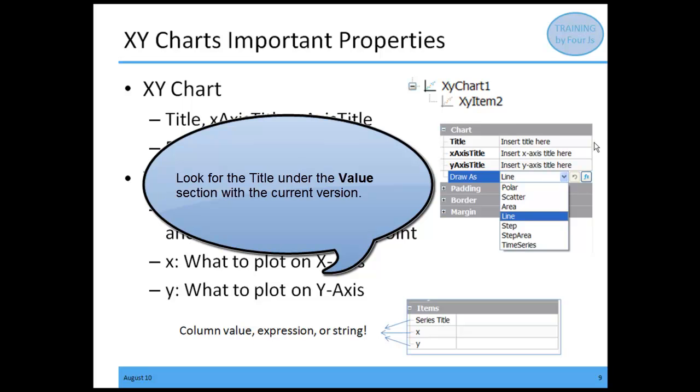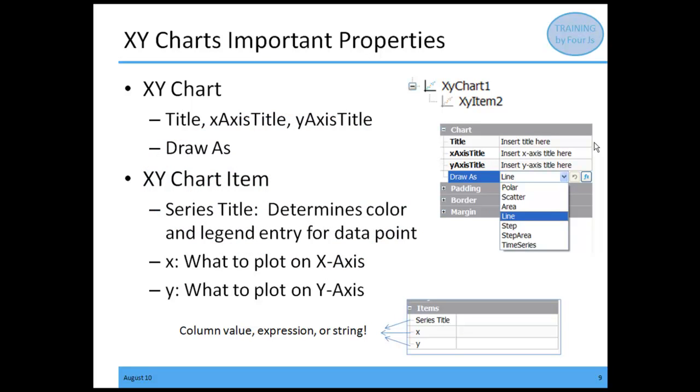So for my titles, I give it a title for the overall graph, I give a title for the x-axis, and I give a title for the y-axis. Under the draw as, you get to select whether you want to do something different than the default line style XY chart. For the XY chart item, there are three properties that you can set.